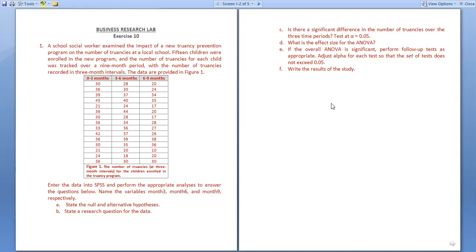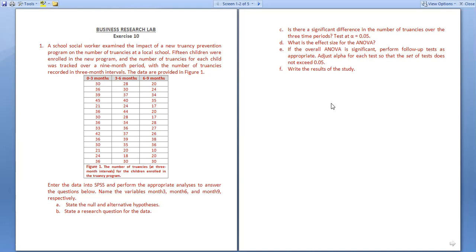6 to 9 months. So again, the independent variable here happens to be time, and it has three levels. And the number of classes they've missed happens to be the continuous variable, which is the dependent variable also.